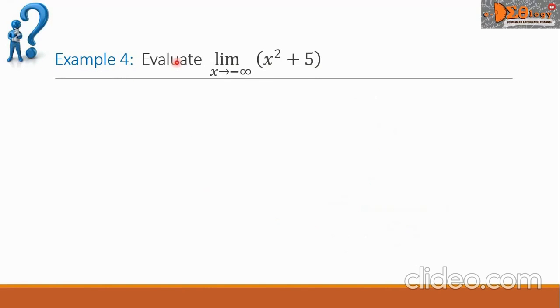Example 4. Evaluate the limit of x squared plus 5 as x approaches negative infinity. Let us write again this problem here, and by limit law, we can express this as the limit of x squared as x approaches negative infinity plus the limit of 5 as x approaches negative infinity.